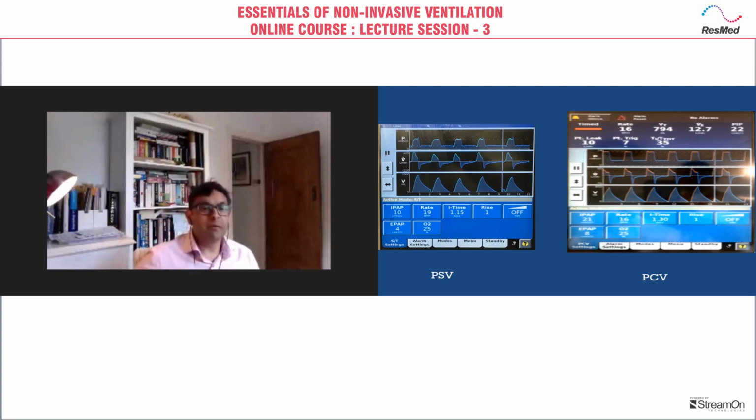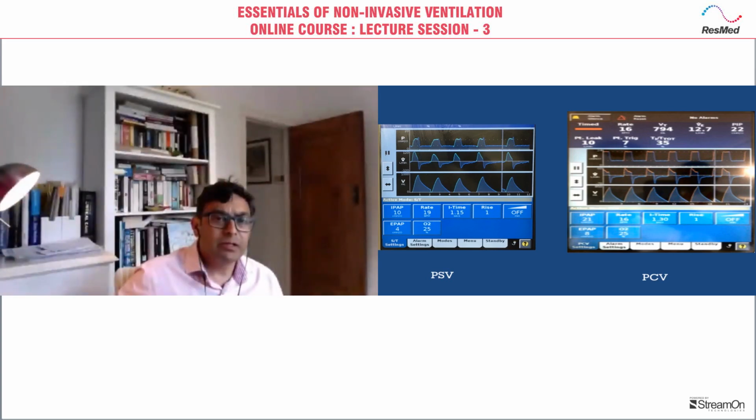Here are a couple of examples. On the left hand side of your screen, you have pressure support ventilation. On the right hand side of your screen, you have pressure control ventilation. You can see here at the initiation of each breath, there is a very, very small turquoise notch. I'm showing my arrow there. And that means that's where the patient has tried to breathe in.